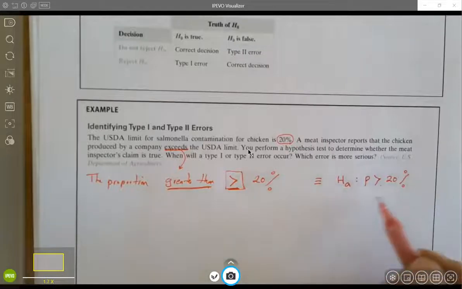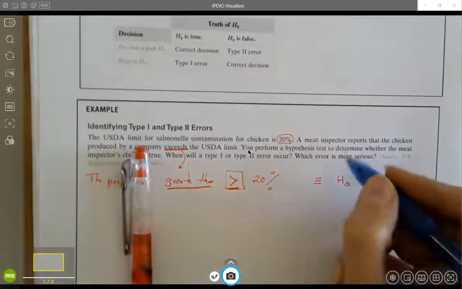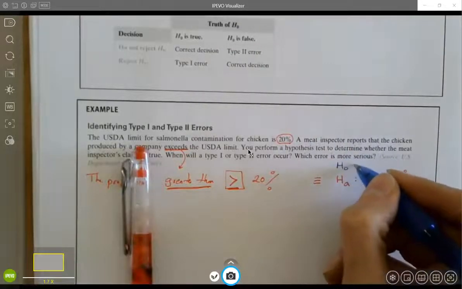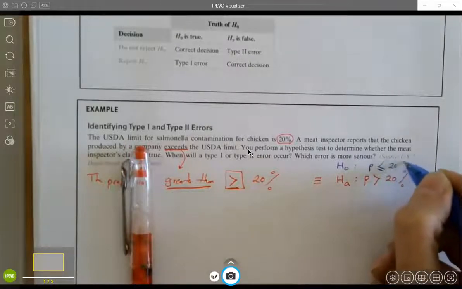Now that we have information about the alternative hypothesis, we can quickly write the null hypothesis. The null hypothesis is going to be the complement: P is less than or equal to 20%.